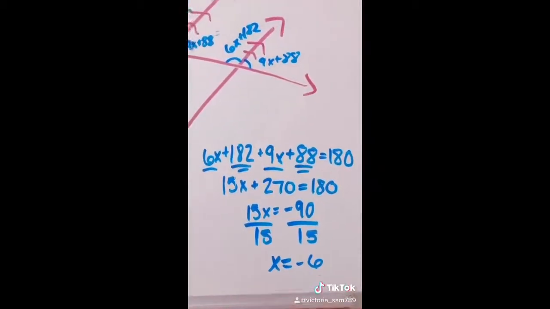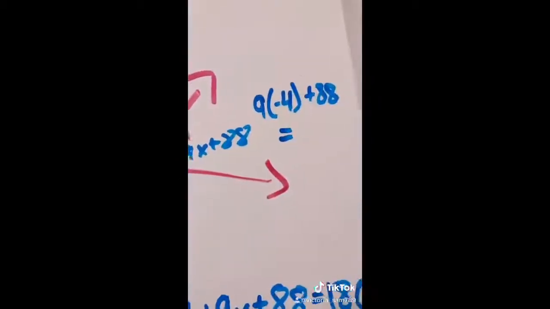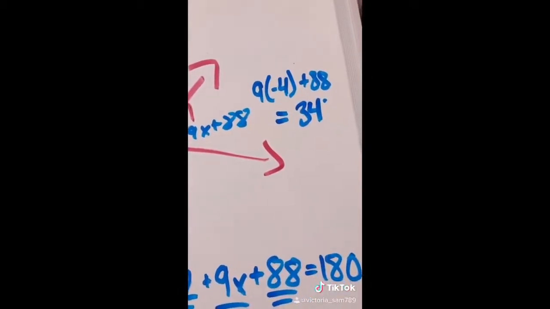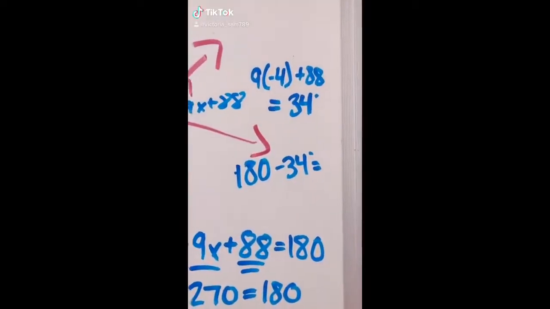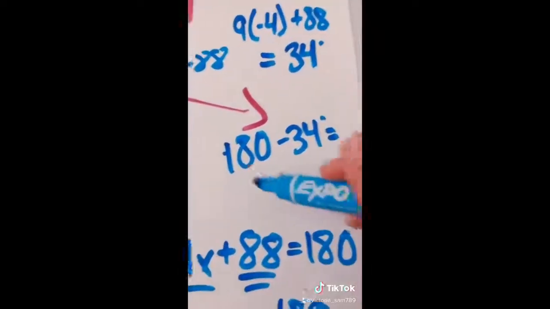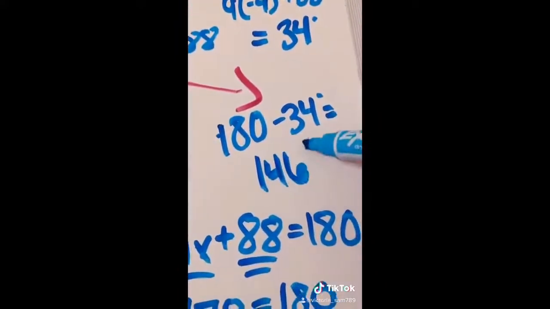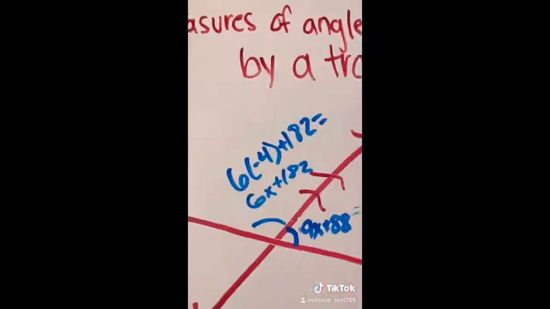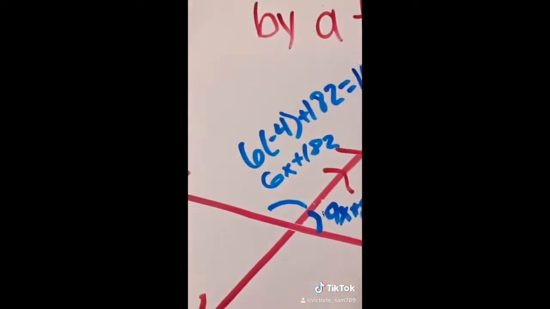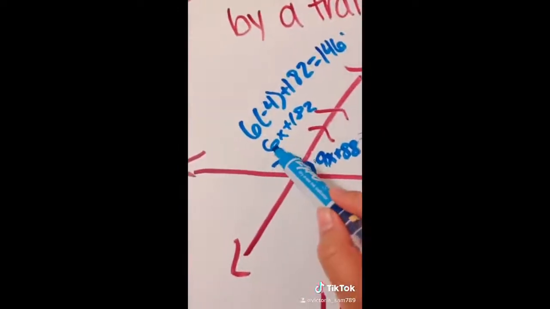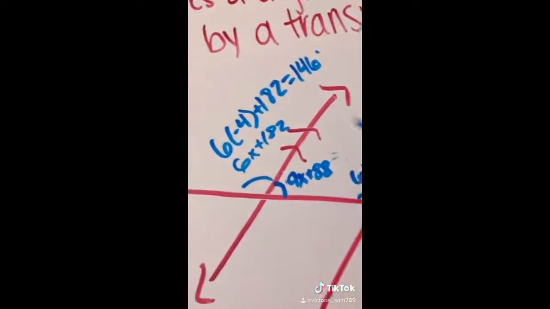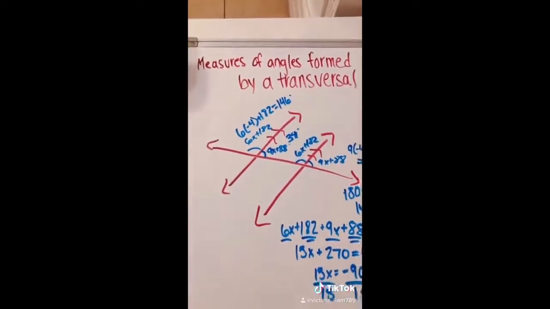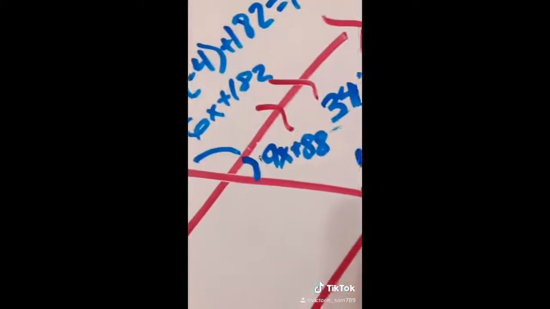So now we're going to go ahead and substitute that back into this problem. 9 times negative 4 plus 88, which equals 34. So now we subtract 180 minus 34 to get the other. So from 180 minus 34, we would get 146 degrees. Another way is to go ahead and substitute negative 4 into 6 times x plus 182, 146. So now we know that this angle is equal to 146 and this angle is equal to 34 degrees. And that is how you find the measure of angles formed by transversal lines when you receive equations like this.